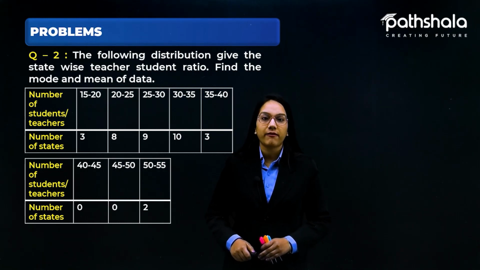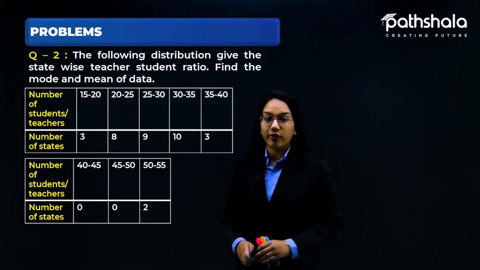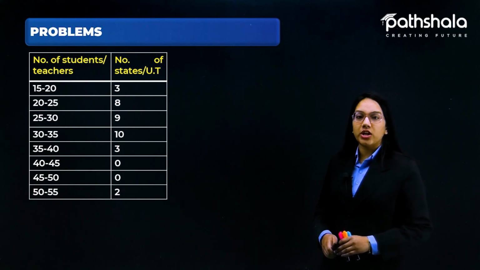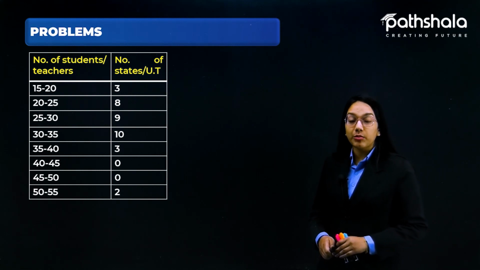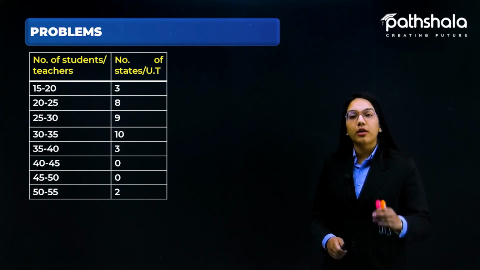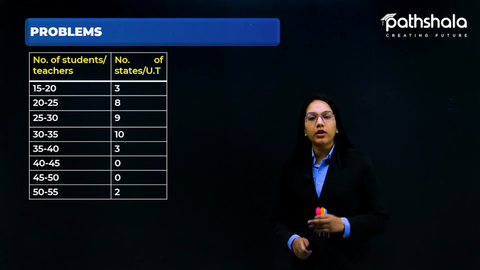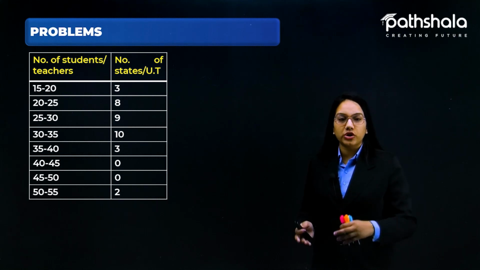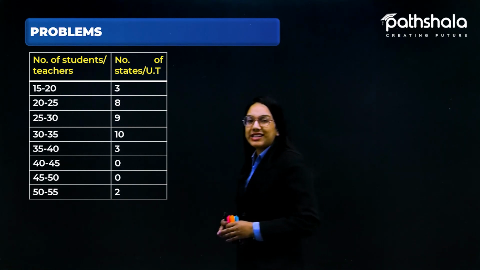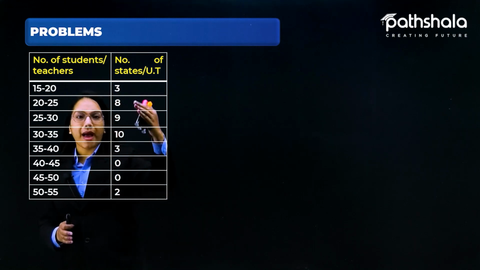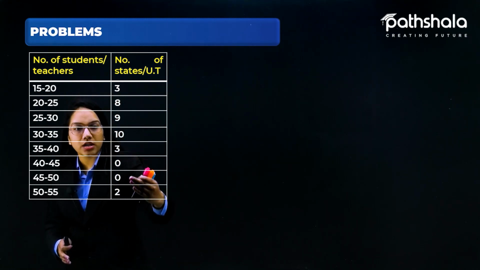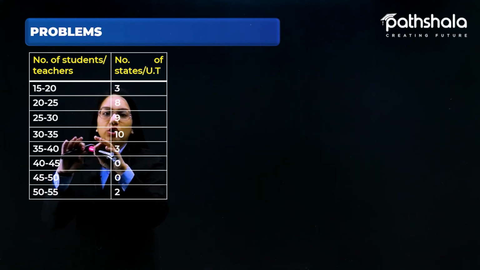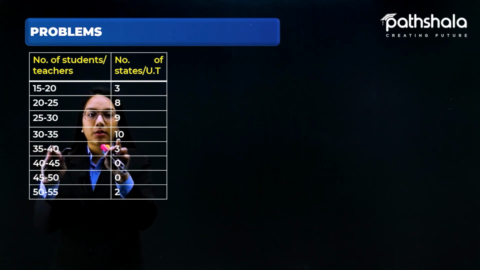Now let's find out the mode of this distribution first. First of all, I am taking this table. For this table, we have to find the mode, and in order to find the mode we have to find the modal class first. As you can see, the class which has the maximum frequency is this. You can see by yourself that this is your modal class. So 30 to 35 is considered the modal class.